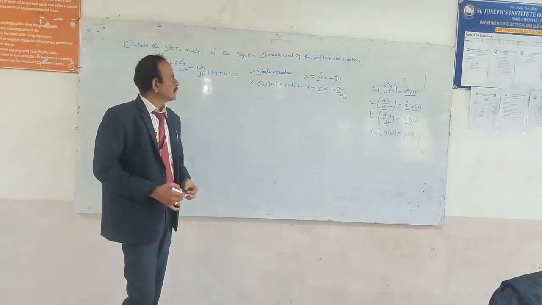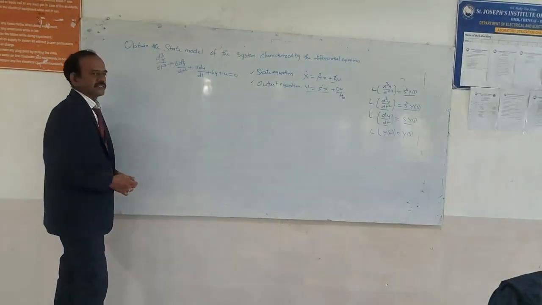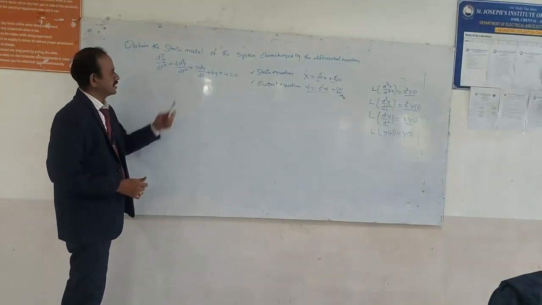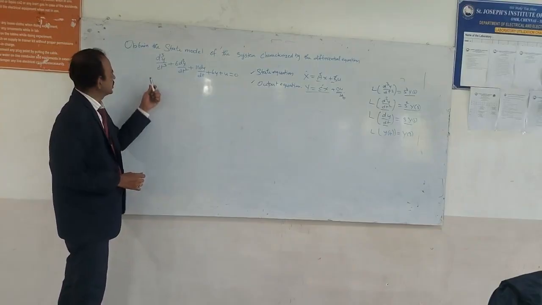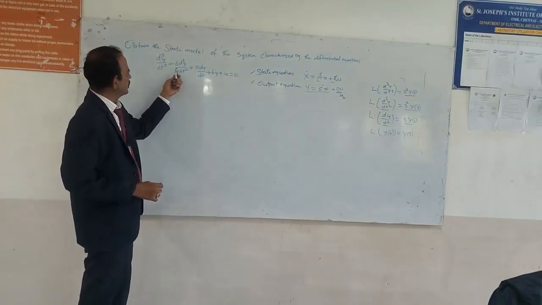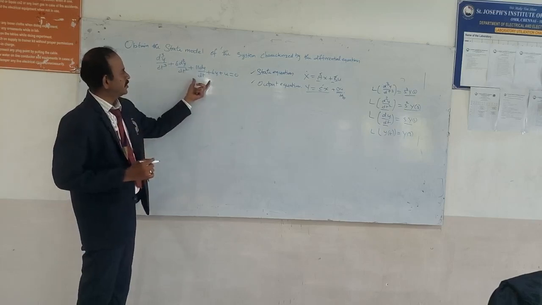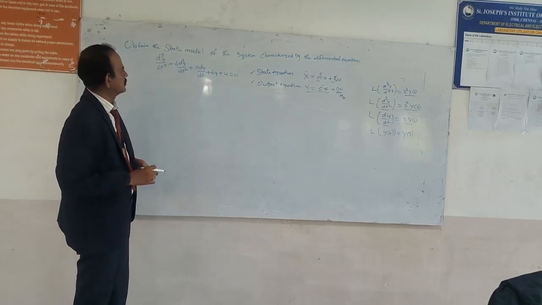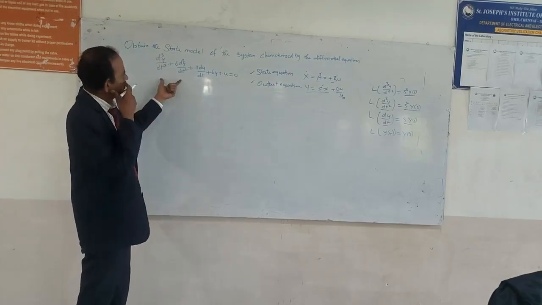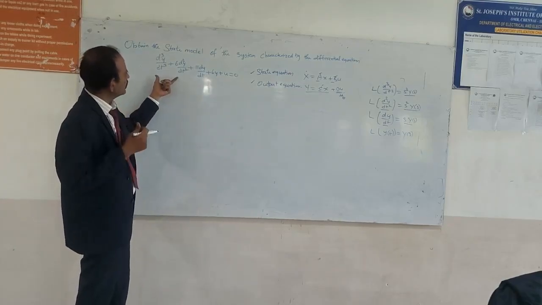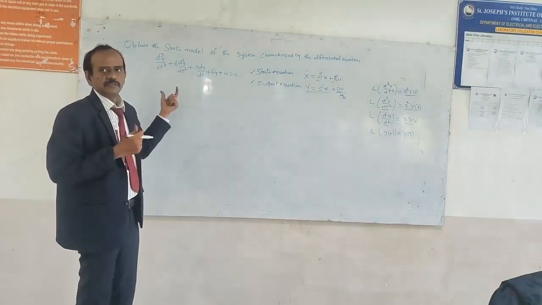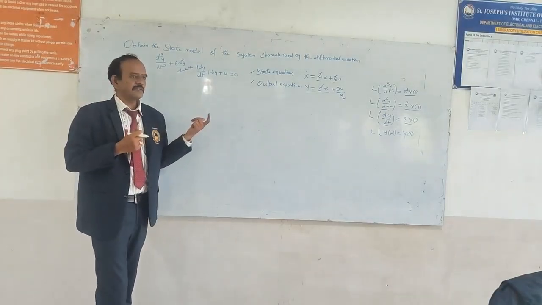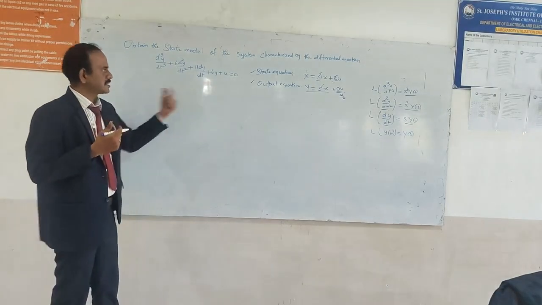From the differential equation in the time domain, d cube y by dt cube plus 6 d square y by dt square plus 11 dy by dt plus 6y equal to u, how can we form the state variables? If we know the state variables, then we can find the state equation.